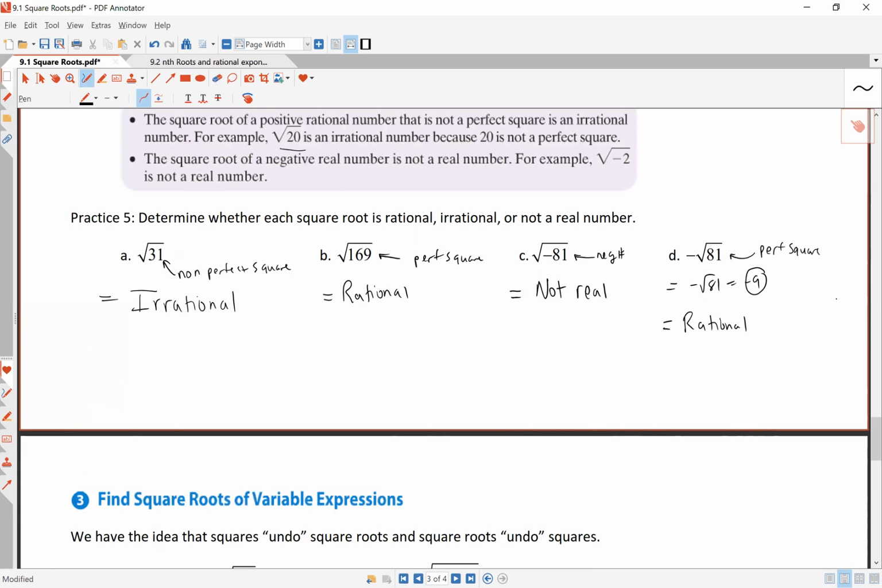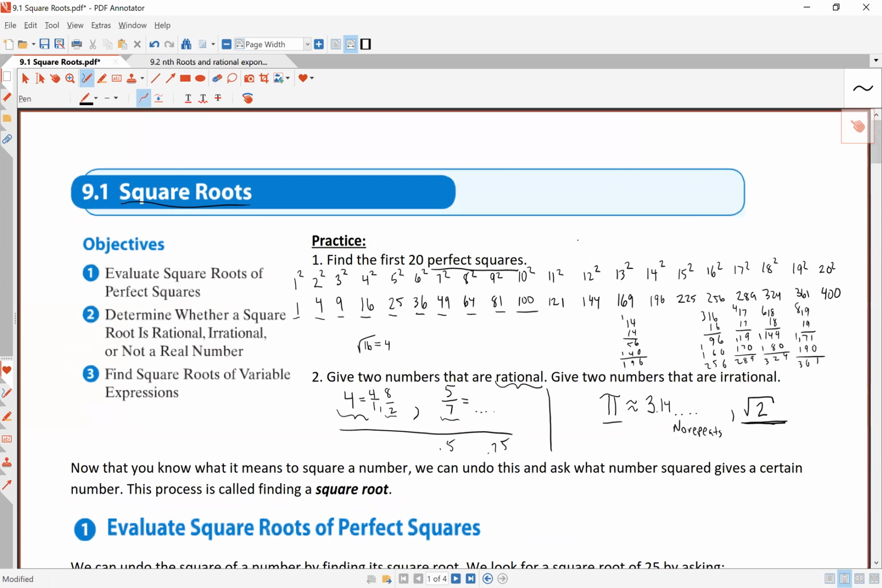This concludes the video for section 9.1, square roots. Objective 2, determine whether a square root is rational, irrational, or not a real number.